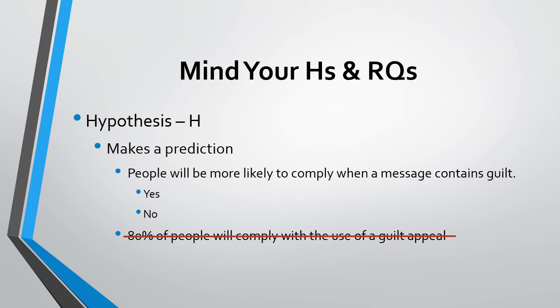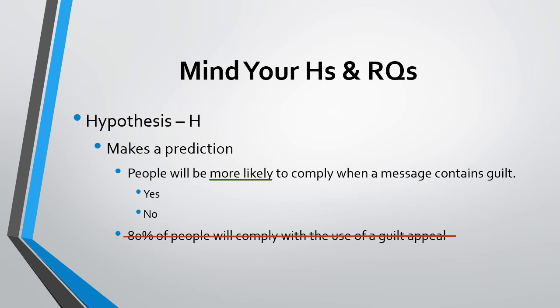You'll notice in the statement I made, I'm going to write, there's the word pair more likely. A hypothesis relies on words like more likely, less likely, right? And it can be many things, right? As guilt increases, compliance increases, or compliance decreases, or people are more or less likely to do something when blank happens. So that's the language we use.